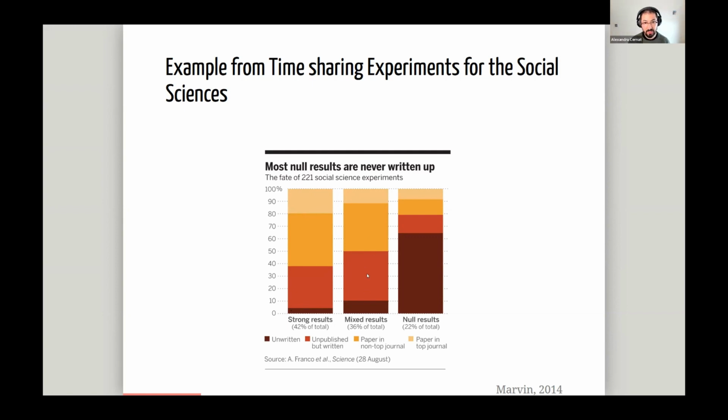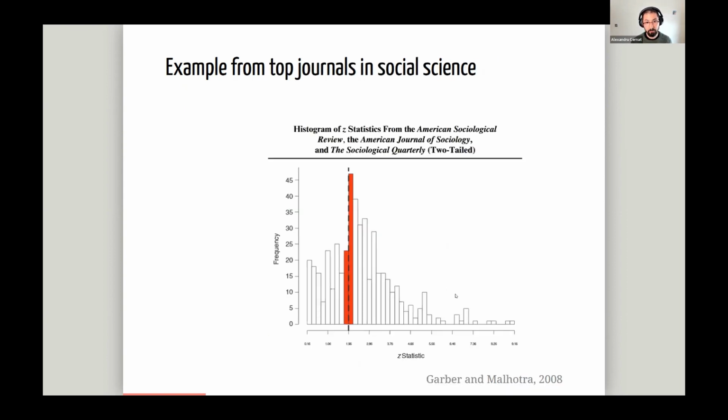If the results are mixed, again, only around half of these papers will end up being published. Half of them will not be published, and around 10% will not even be written up. And if the results are null, then the likelihood of actually being published diminishes to 20%. And we see that most of the researchers decide not to write up these results. So the file drawer problem is quite a large one when we have null results. And again, this probably also depends on the review process, because one of the reasons they're not written up is that researchers think they have lower chances of publishing those results.